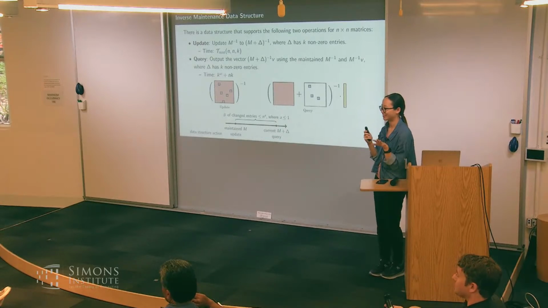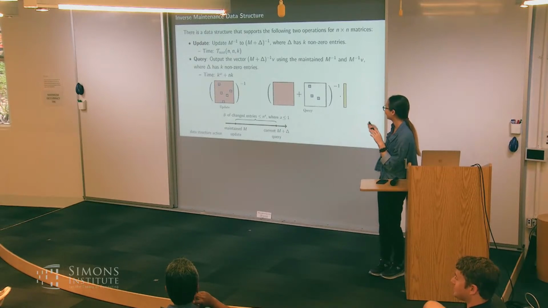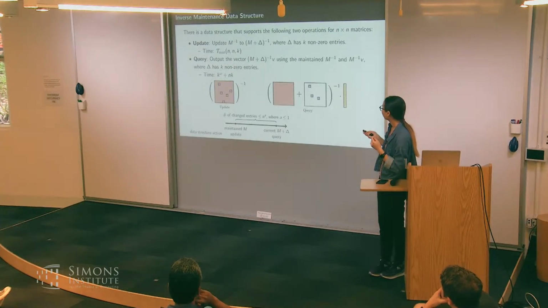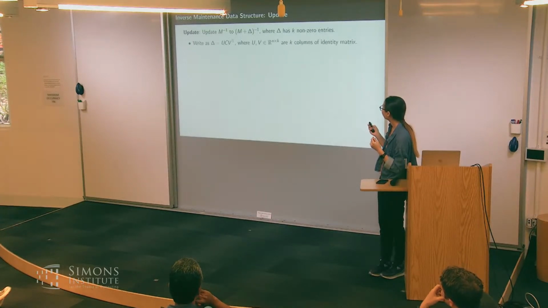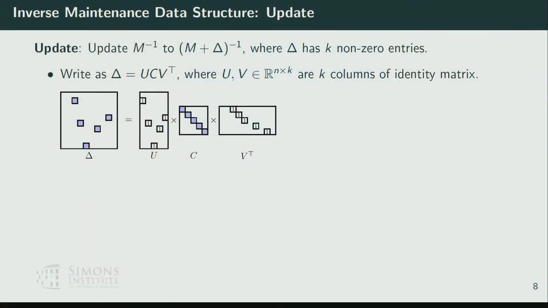Okay, thank you for all the discussions. Let me continue with how to implement these two operations. So for the update operation, they first make this simple observation that because delta only has k non-zero entries, we can write it as some low-rank decomposition, u times c times v, where u and v both take some columns from the identity matrix.